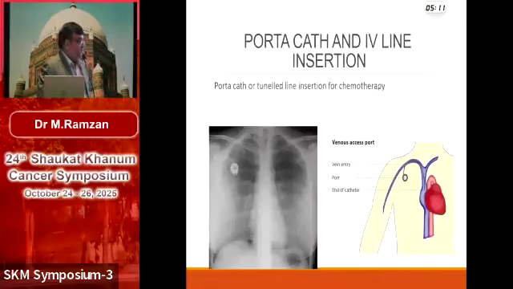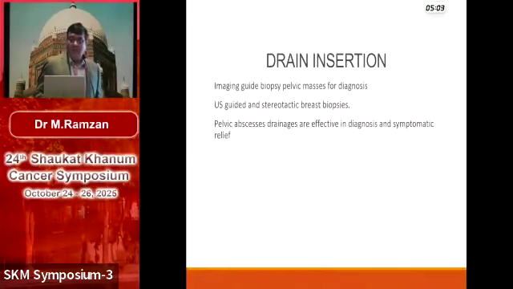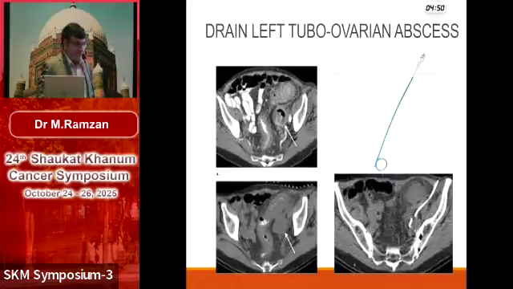This is how we do portacaths and line insertion for chemotherapy. So this is the venous access. We also do drainages, ascites drainage, and especially in pelvic inflammatory disease, pelvic abscesses can be drained percutaneously using CT or ultrasound guidance. This is one example where there is an abscess in the pelvis with an air fluid level, and the drain is placed anterior to the iliacus muscle and behind the colon. So you can see the drain is placed.